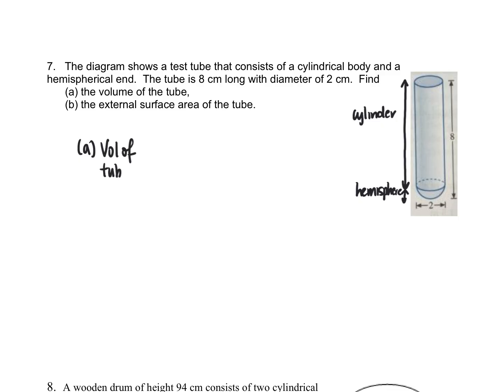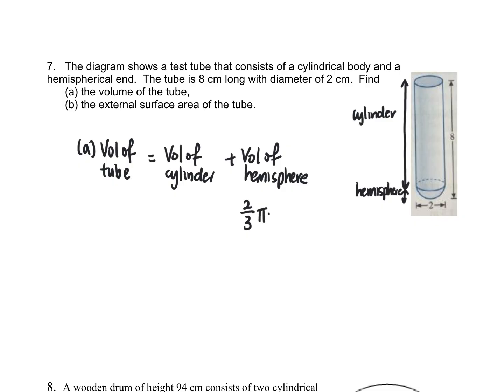So volume of tube is the volume of cylinder plus the volume of hemisphere. So hemisphere, no problem. I know it's 2/3 pi r cube. Cylinder is pi r square h, because cone is 1/3 of cylinder, so I just drop the 1/3 and write the pi r square h. Okay, now the key is this. I need to find the relevant info to sub in.